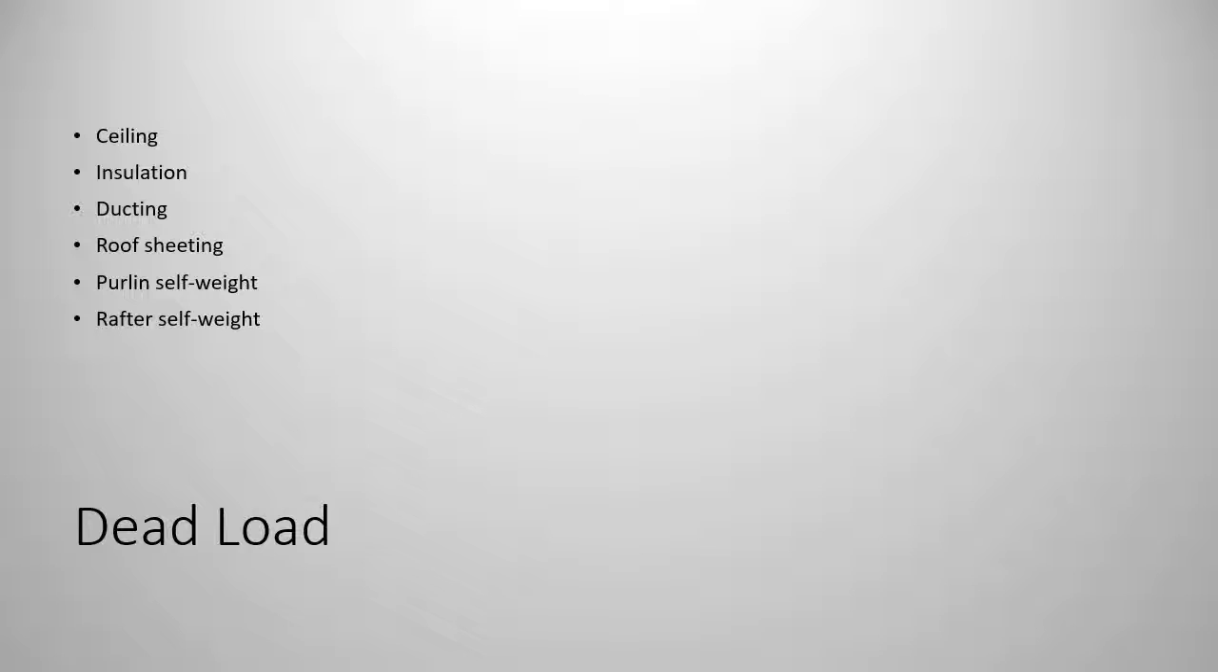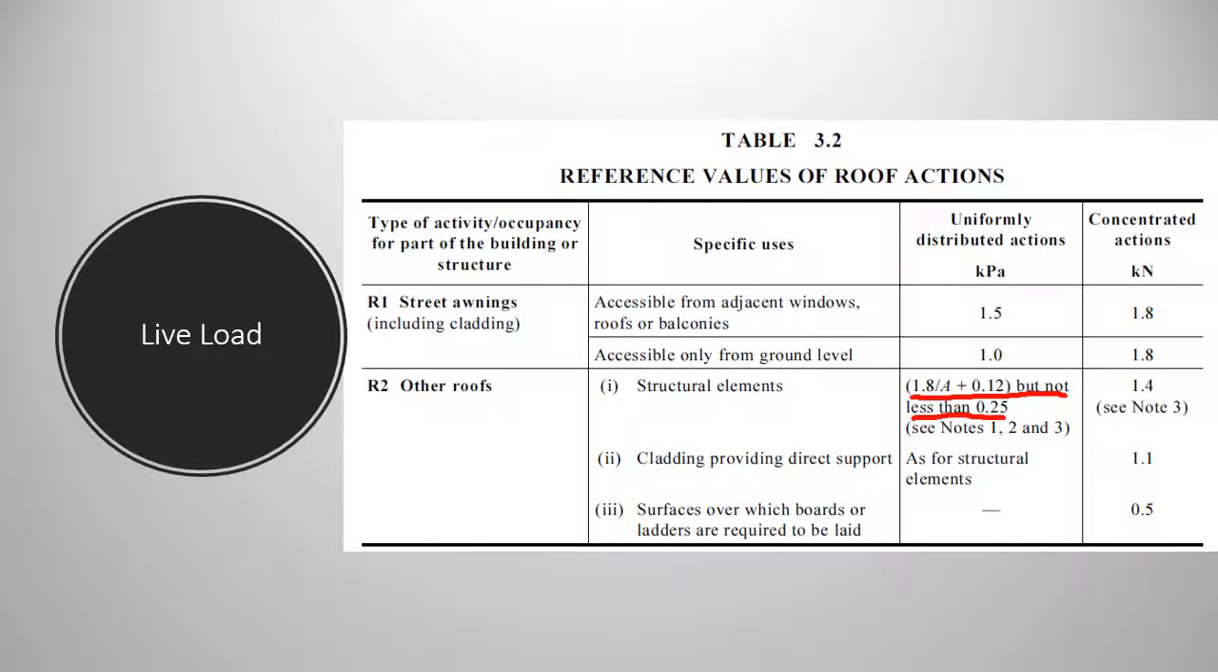It contains a number of components including ceiling, installation, ducting, roof sheeting, purlin support, and rafter support. After adding this data to the design, it is necessary to calculate the maximum and minimum of dead load. For the live load, we need to refer to AS 1170.1, table 3.2, and use this equation to calculate the total live load.